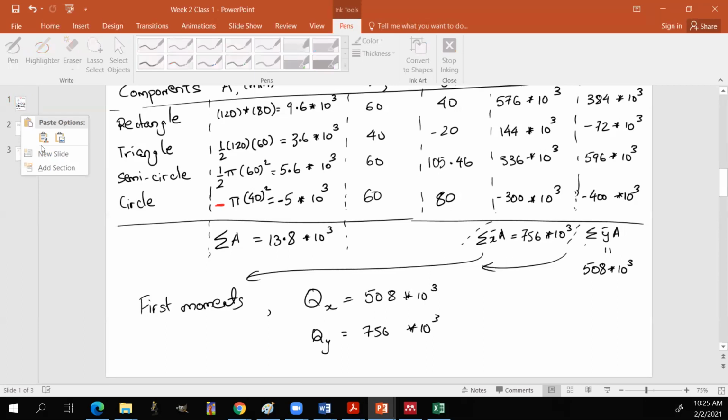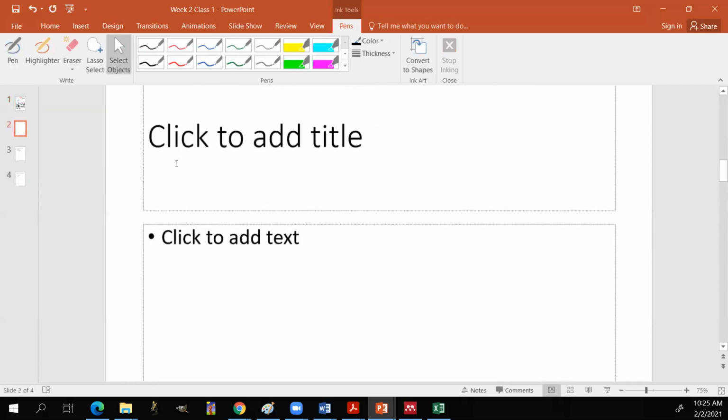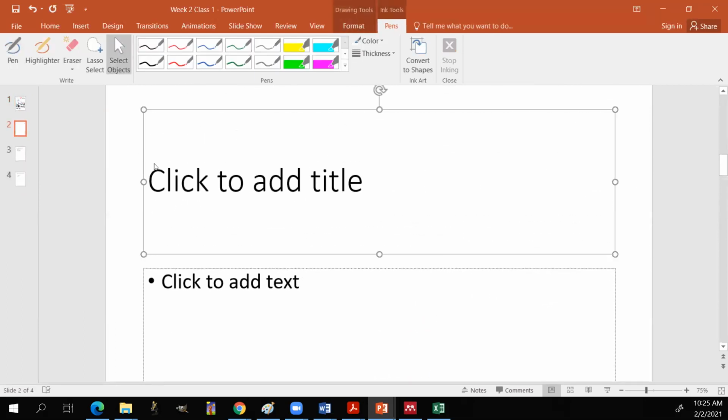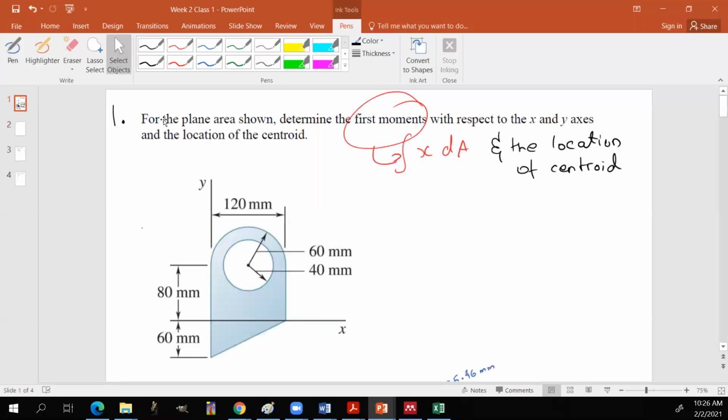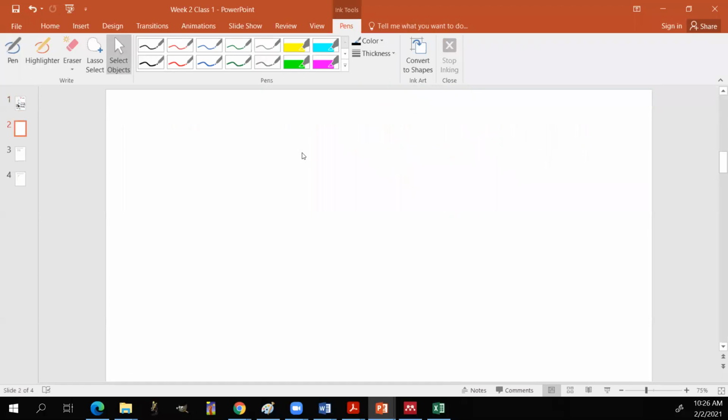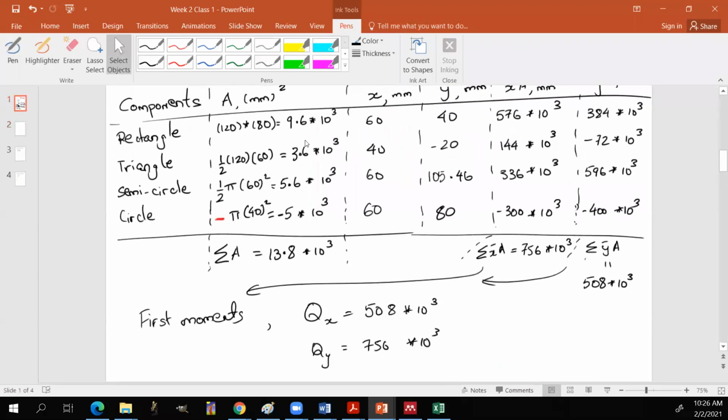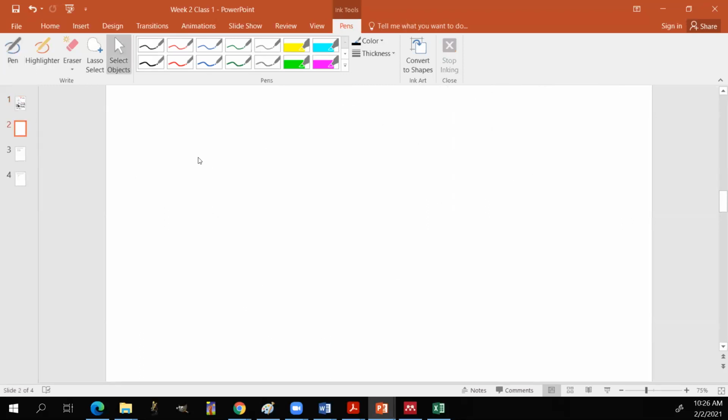All right, new slide. And that's millimeters cubed. Are those the correct units? Absolutely correct. Never forget the units, otherwise we're crashing into Mars. Yes, millimeters cubed.